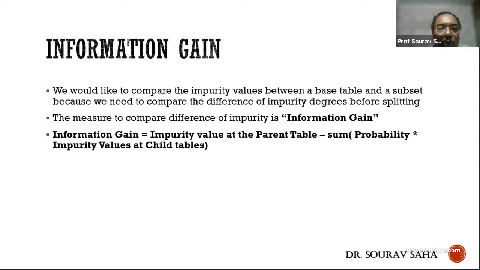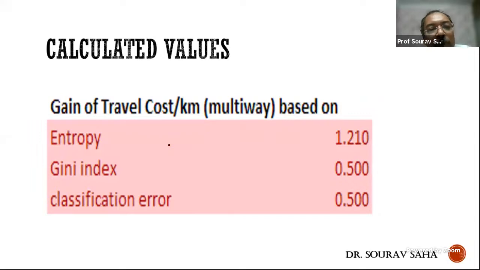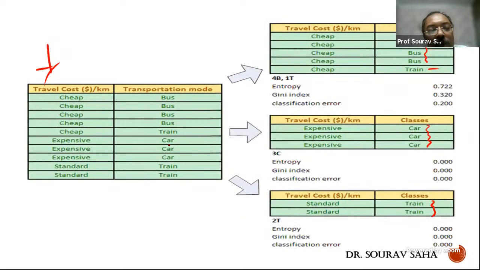So what we are going to use is information gain: the impurity in the parent table minus the sum of the probability times the impurity at the child table. This is what we get. The reduction in the impurity value when I use entropy is 1.210. In Gini index, it is 0.50. In classification error, it is 0.50. Right? When I split based on travel cost.